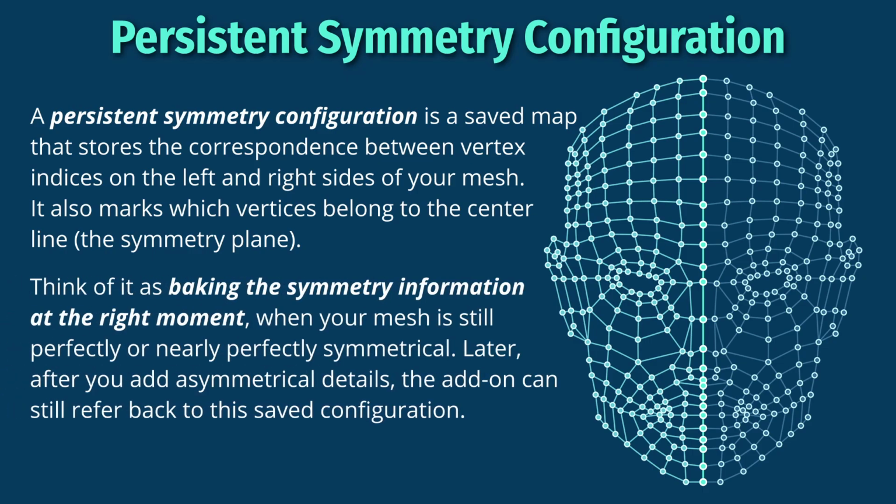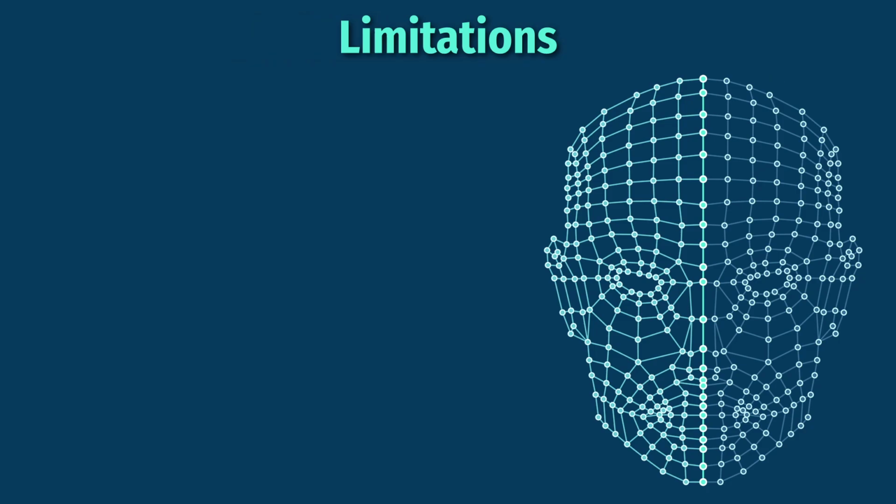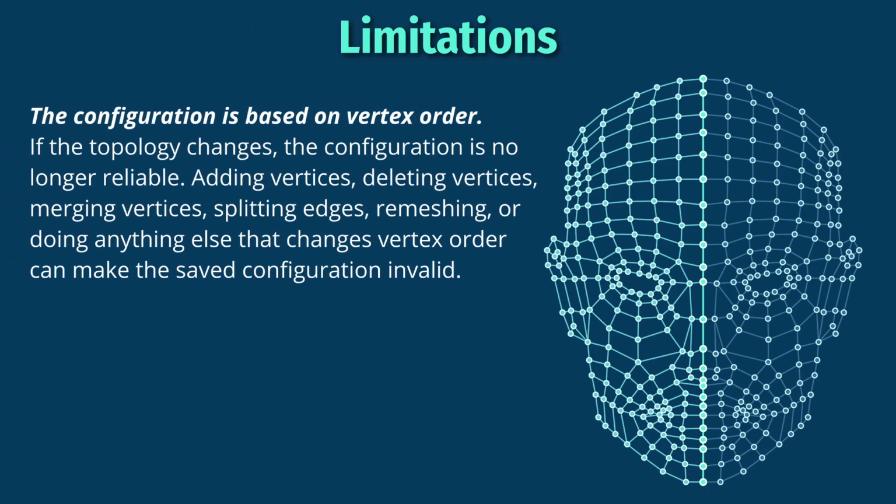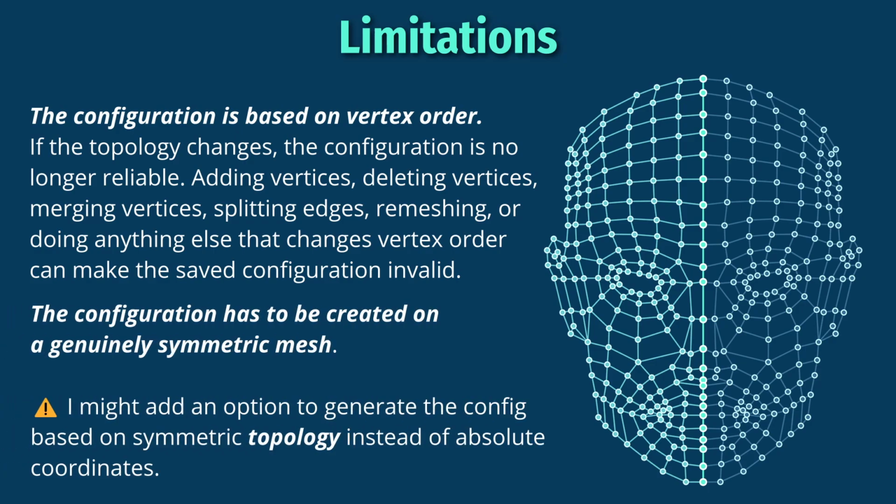It's like baking the symmetry information at the right moment, when the mesh is still perfectly symmetric, so we can use it later when the mesh becomes asymmetrical after adding some non-symmetrical details, because perfect symmetry rarely looks natural. And so this approach does have its limits. We become tied to the vertex indices, meaning you cannot change topology afterward. Also, for now, the configuration has to be created on a perfectly symmetric mesh.